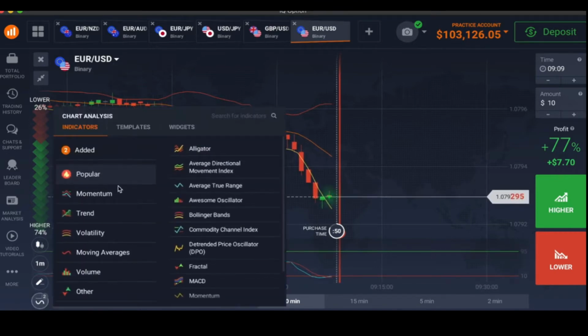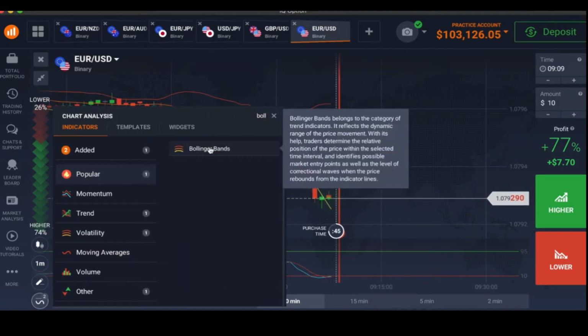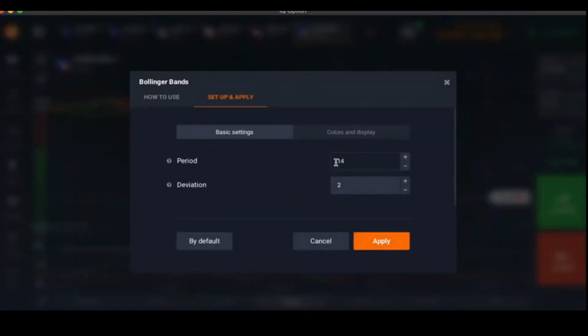You go to your indicator, popular, or you can search here, type in Bollinger. You'll see the Bollinger Bands. Click on that. 14 period and 2 deviation, click on apply.